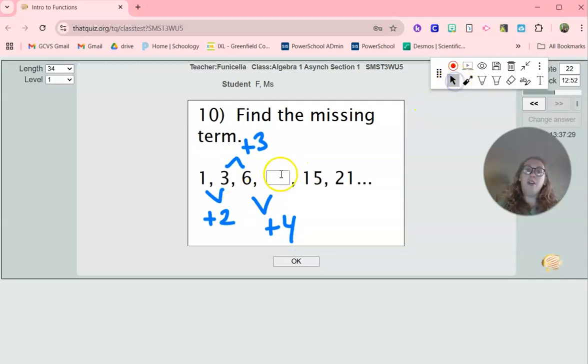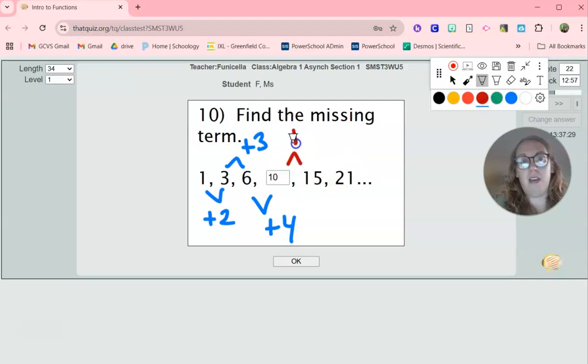6 plus 4 gets us 10. And we can check to make sure that works because 10 plus 5 is 15. And 15 plus 6 is 21. So we see how it's increasing by an extra 1 each time. Beautiful. Go ahead and hit OK.